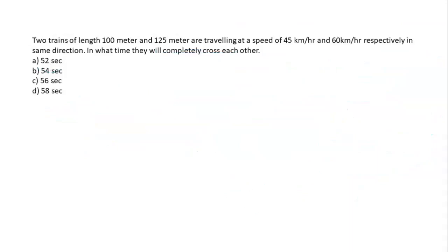Next question. Two trains of 100 meters and 125 meters are traveling at the speeds of 45 and 60 kilometers per hour respectively in the same direction. What time will they cross each other? They're traveling in the same direction. What time will they cross each other? Give me the answer.